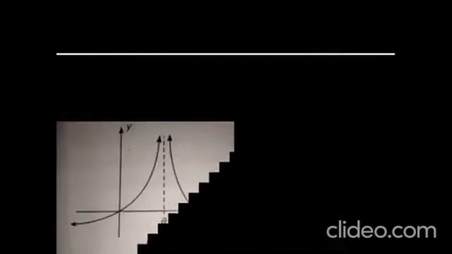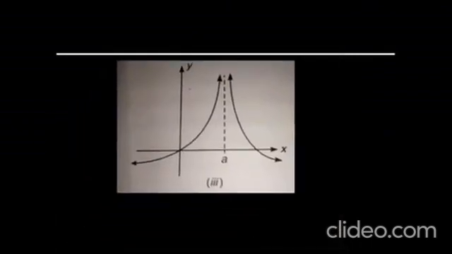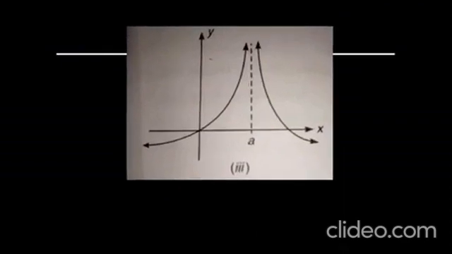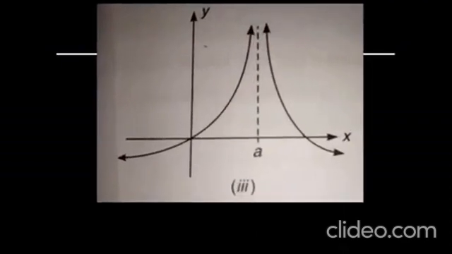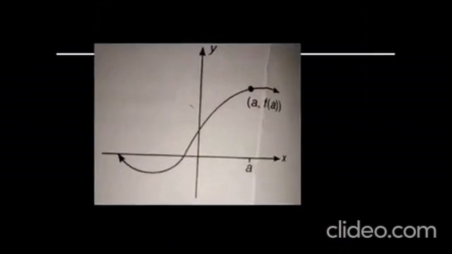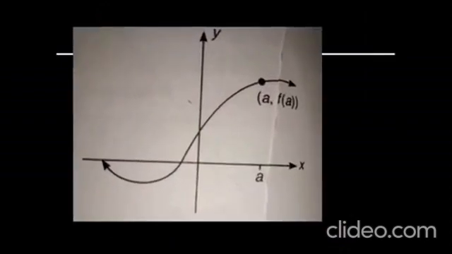Look at the third graph. In the third one, the graph approaches infinity near x equals A. So that's why this is a discontinuous function. Look at the fourth one. In the fourth graph, it happens to be only a smooth curve without lifting the pen. So that's why it is a continuous function at x equals A.